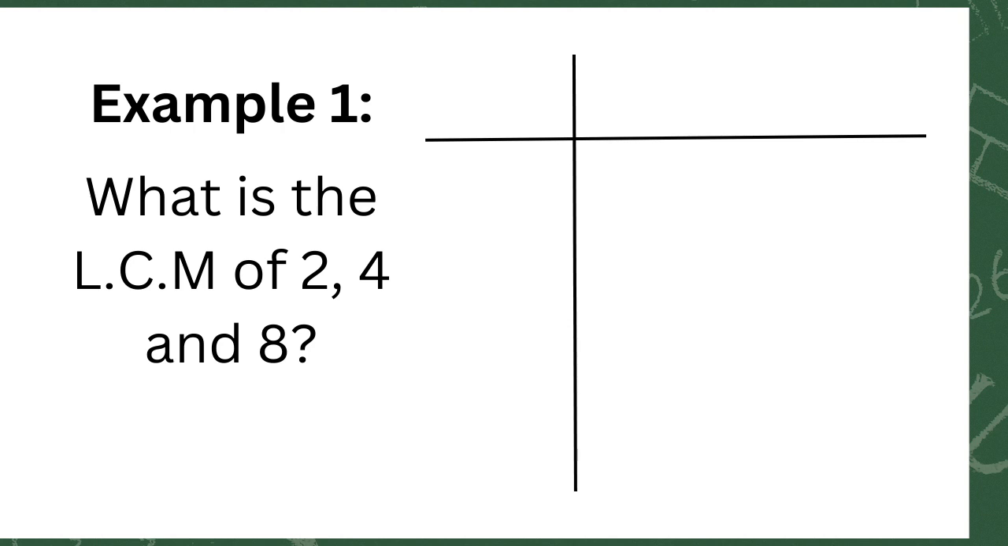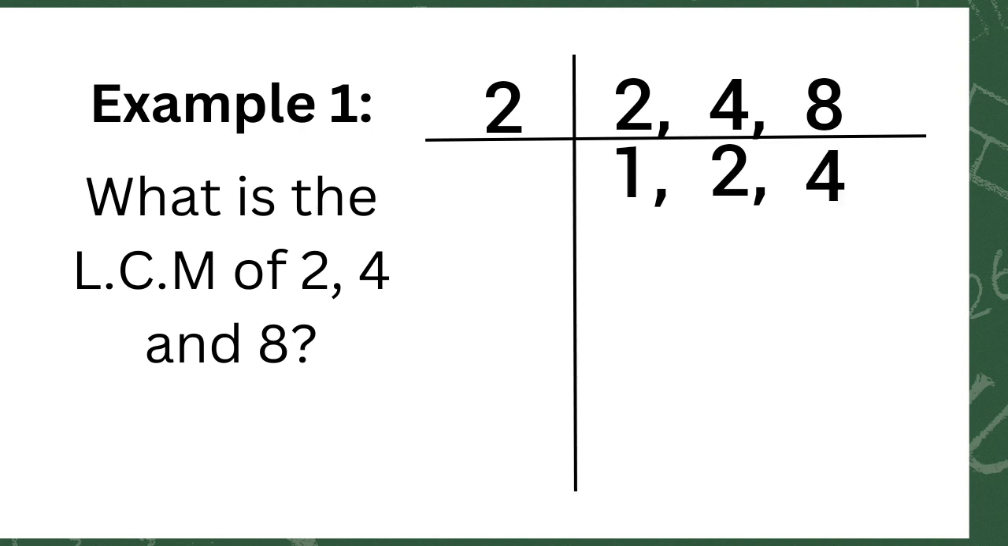Example 1. What is the LCM of 2, 4, and 8? We will arrange these numbers and separate them using commas, right? And then we will look at the first prime factor to use. Now, we have 2, 4, and 8. 2 can go into 2 and 4 and 8, so we will use 2. So 2 into itself is 1, into 4 is 2, into 8 is 4.